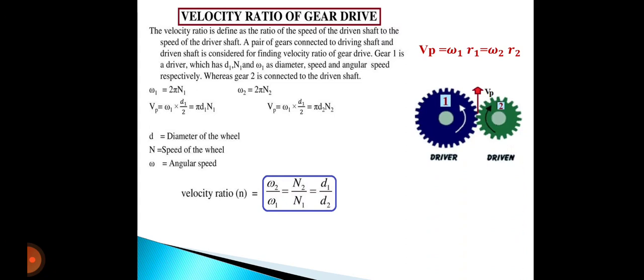So, omega 1 equals 2 pi n1 and omega 2 equals 2 pi n2. Now, Vp is the common velocity. So, that is omega 1 r1 equals omega 2 r2. Putting this, finally omega 2 by omega 1 equals n2 by n1 equals d1 by d2. This is called velocity ratio, denoted by the symbol N.